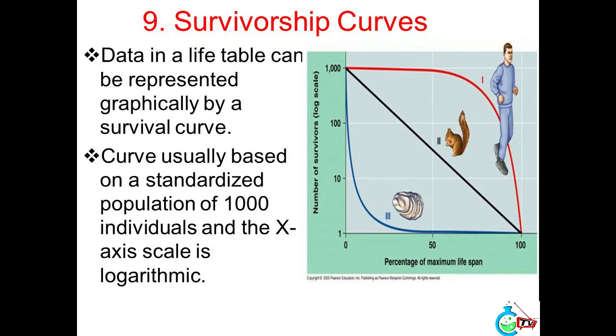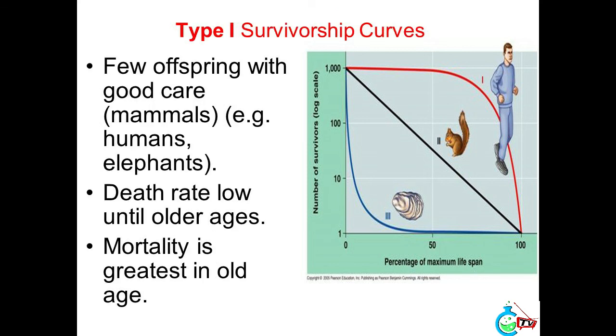9. Survivorship curves. Data in a life table can be represented graphically by a survival curve. The curve is usually based on a standardized population of 1,000 individuals and the x-axis scale is logarithmic. Type 1 survivorship curves. Few offspring with good care, mammals, example humans, elephants. Death rate low until older ages. Mortality is greatest in old age.